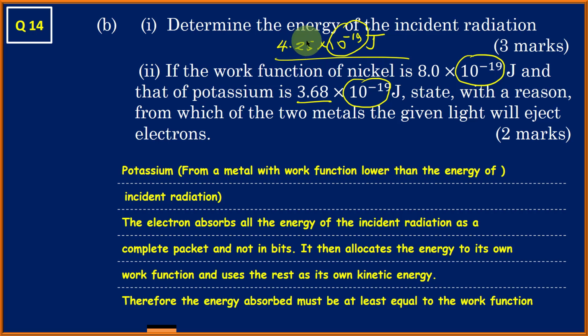So the energy of the incident photon, first of all, must be greater than the work function of the metal. Therefore, the energy absorbed must be at least equal to the work function for photoelectric effect to take place. And we have just seen that that is one of the conditions for photoelectric effect to take place.